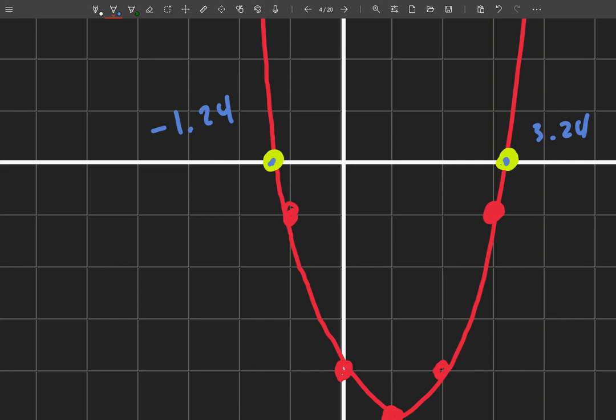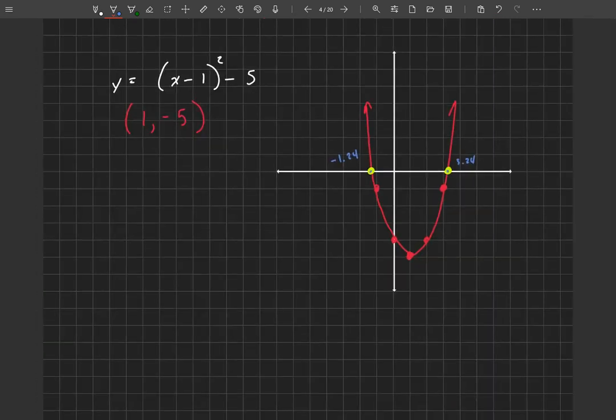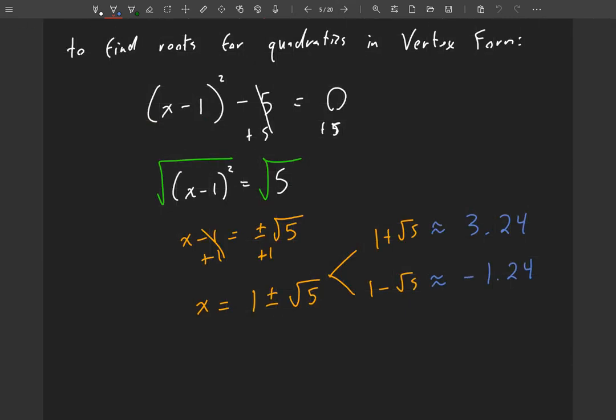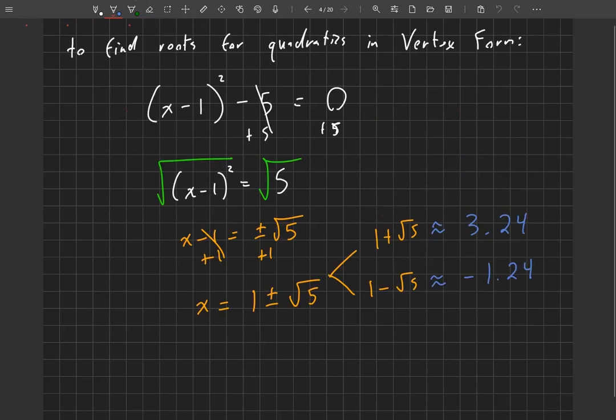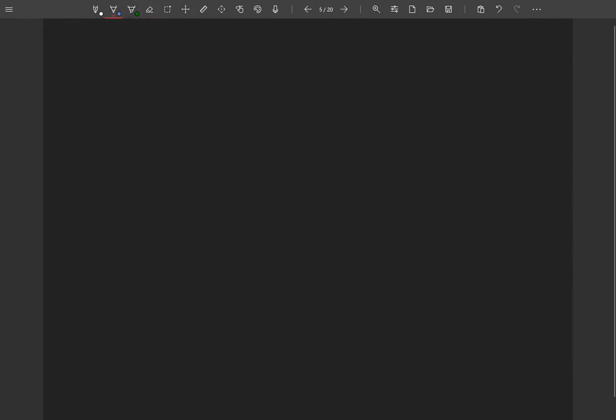So this is how you would find out exactly where this thing crosses the x-axis, finding the roots or the zeros, the same term, if you're in vertex form. All right, let's try another one. Now let me get rid of this. We're going to go over here, do another example.